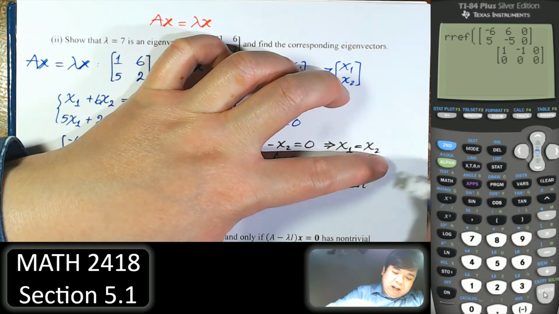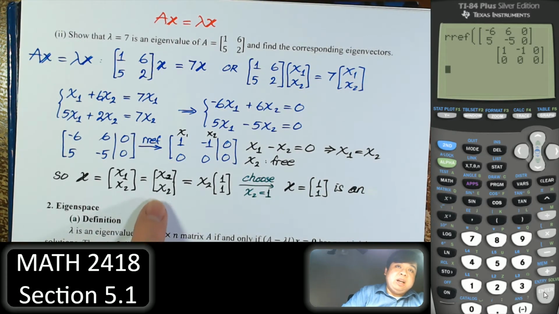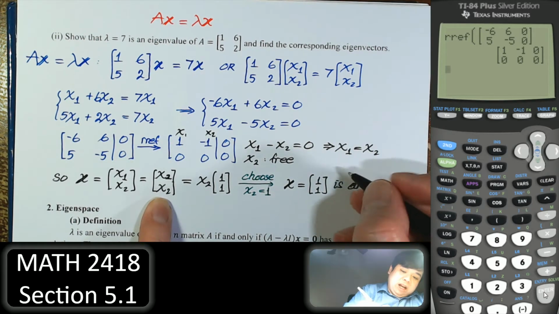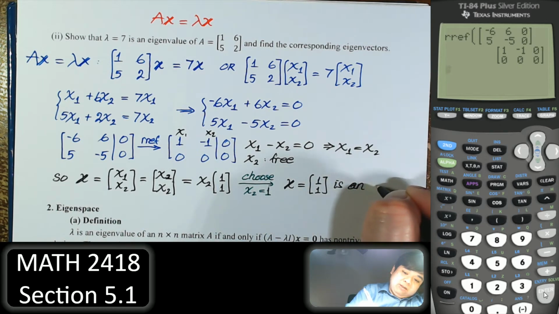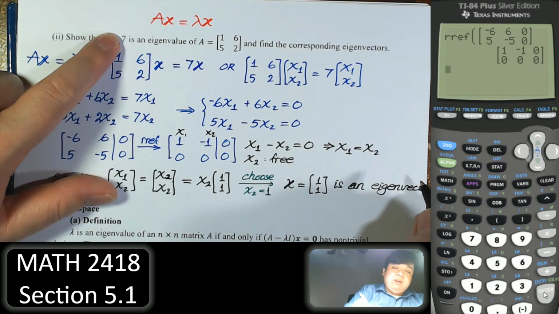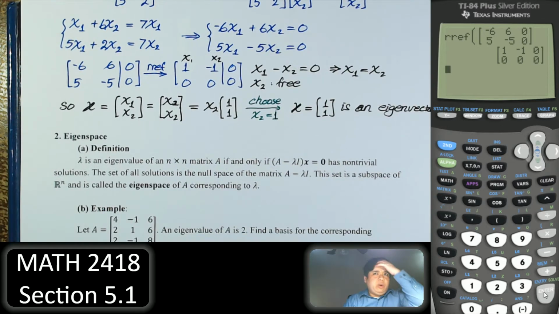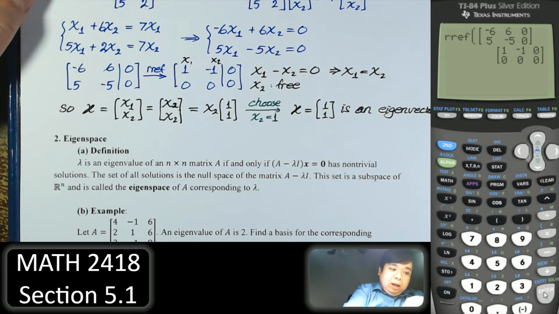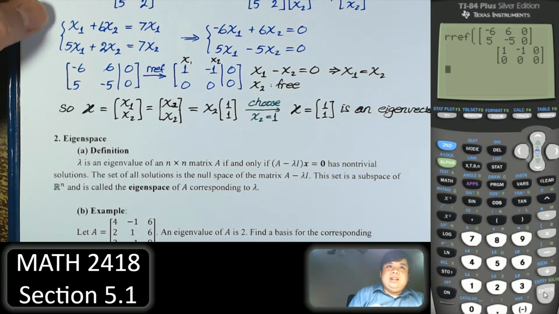If we want all the eigenvectors, then we say all the eigenvectors will be in this form. But if we want one eigenvector, then we say that is an eigenvector corresponding to eigenvalue 7. So that's simple enough. Right. Of course, how do we find the number 7? That will be in the next section.